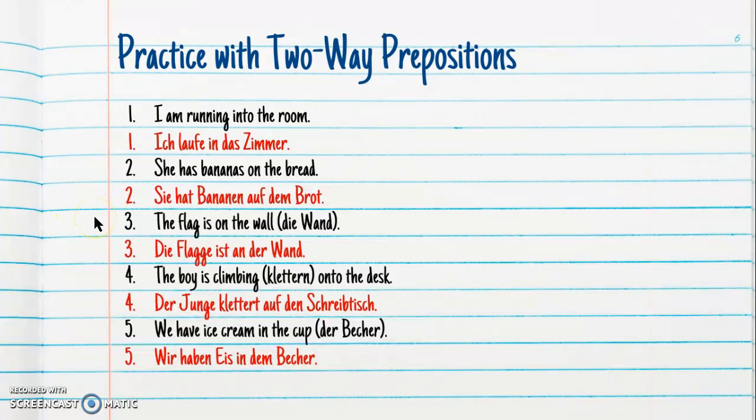Number three, die Flagge ist an der Wand. Again, this is dative case because it's position. It's not onto, it's on. And we also have a vertical surface, which is why we're using an, not auf.